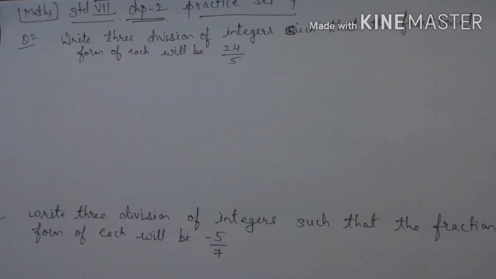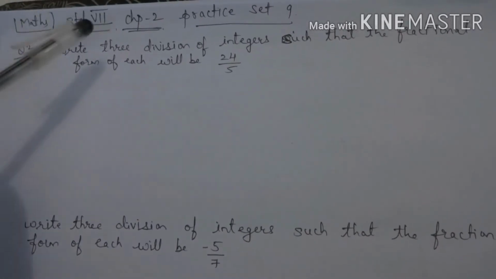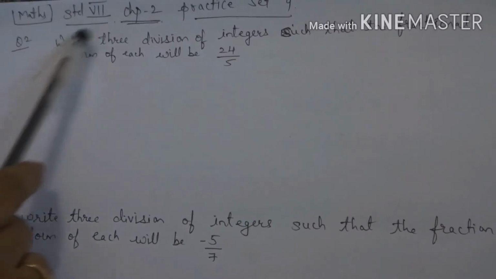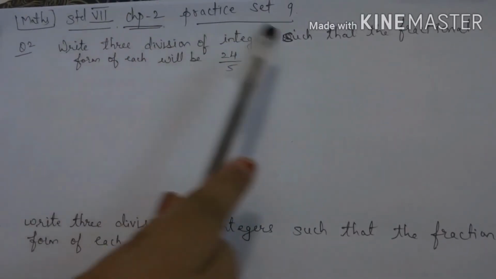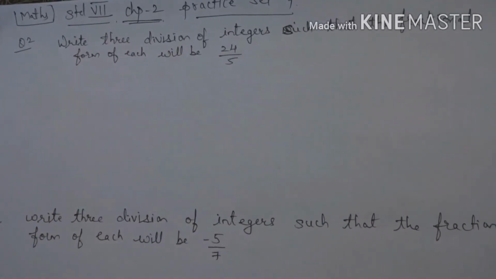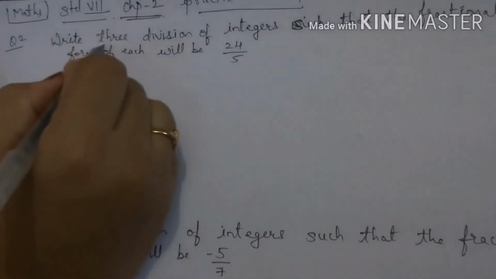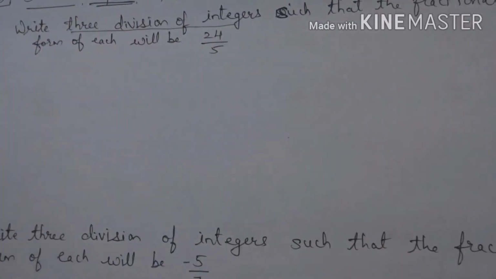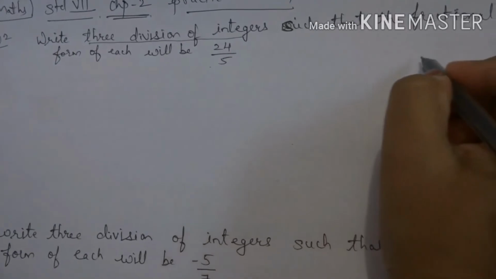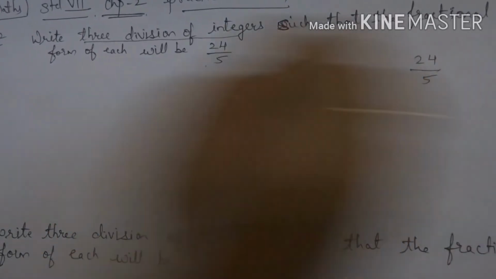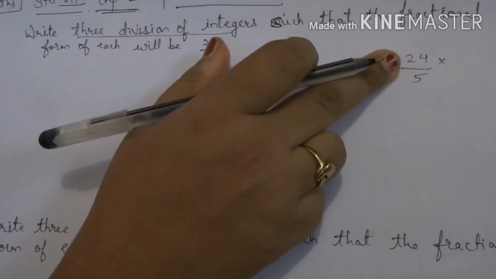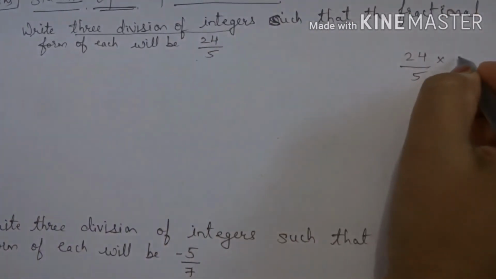Welcome students to our part 3 of chapter 2, practice set 9. Question number 2. Write 3 divisions of integers such that the fractional form of each will be 24 by 5. Now children, we have to find 3 divisions of integers. To get these, write this number 24 upon 5, and multiply both the numerator and denominator by 2.